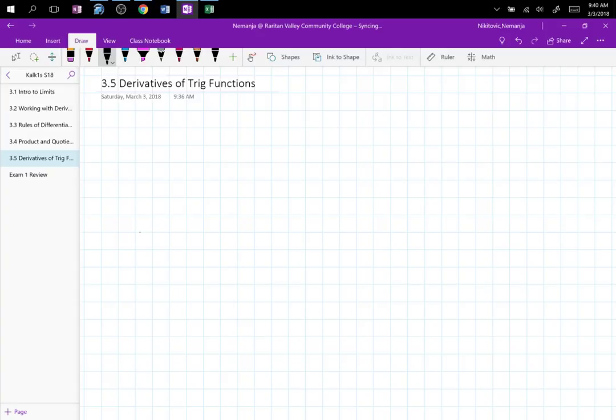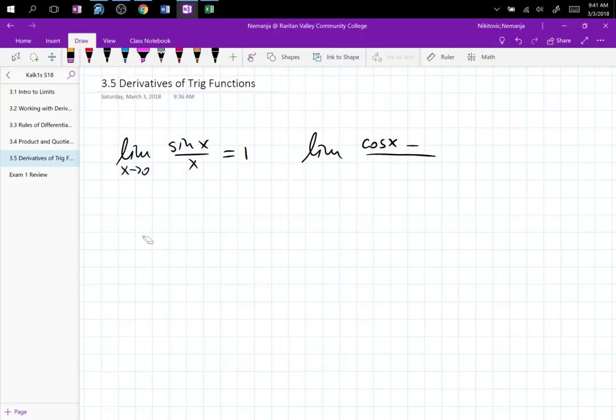We start by memorizing that the limit as x goes to 0 of sine x over x is equal to 1. And we are also memorizing that the limit of cosine x minus 1 over x is equal to 0 as x goes to 0. So these are the two limits that we memorize, and again we showed the way to calculate these limits in chapter 4.